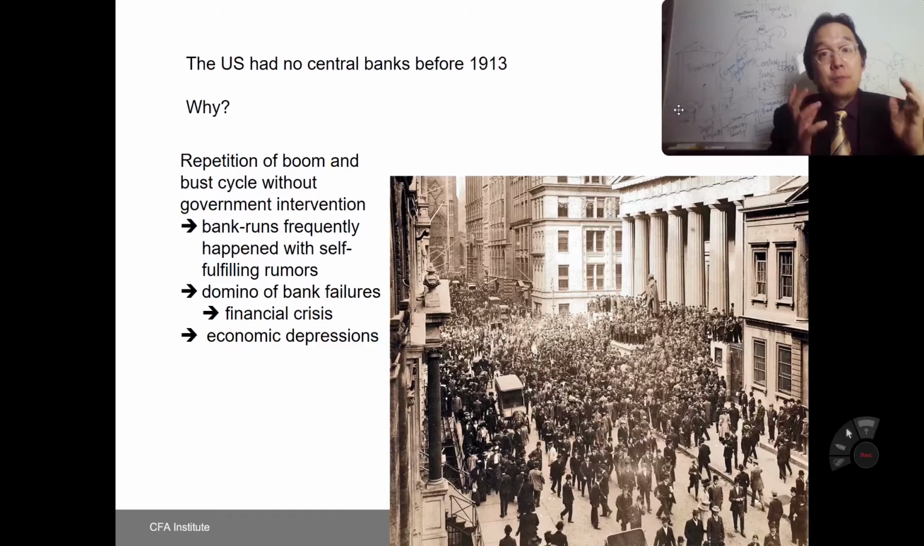Now, a little bit more of the history. So what happened in the market in the US during the 19th century and early 20th century? Let the market go on, and there will be booms and busts. The business cycle goes on, a repetition of boom and bust cycles without government intervention. The trouble was that during the bust cycle, which happened almost every 3 or 5 years, bank runs frequently happened with some self-fulfilling rumors.